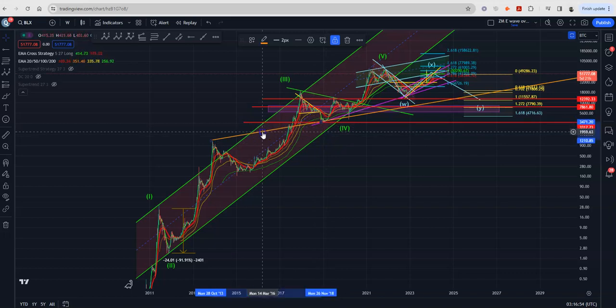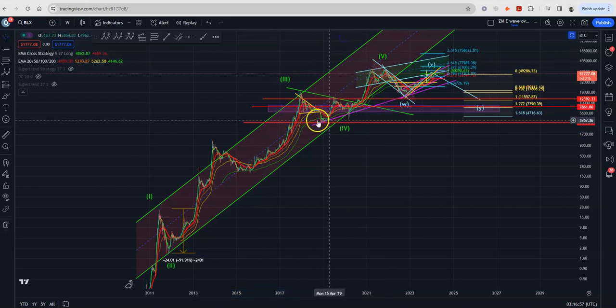Let me get these lines. Let me get these crazy lines out of here, just so that you guys could all see better.